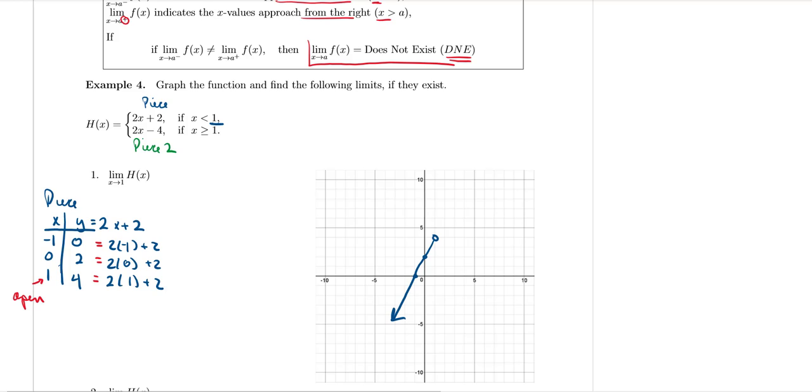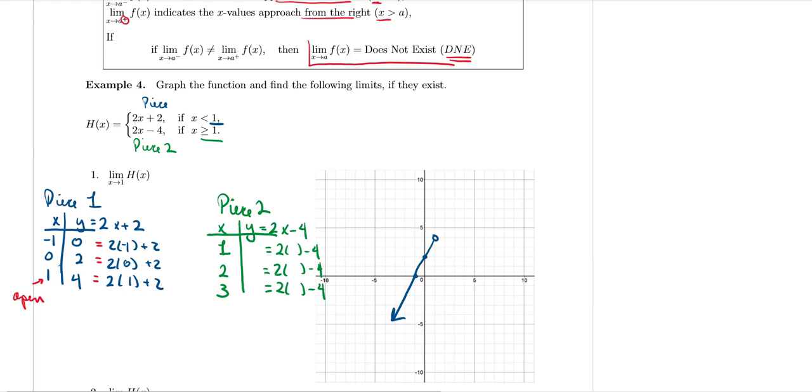Let's go ahead and do piece 2. Here is piece 2. y equals 2x minus 4. And now we're selecting values of x that are greater than or equal to 1. So let's go with 1, 2, and 3. And let's see what y values we get. Okay. So if x is 1, 2 times 1 minus 4 is -2. If x is 2, 2 times 2 is 4, minus 4 is 0. And if we put in 3, 2 times 3 is 6, minus 4 is 2. Okay. So here are the values that we're getting for piece 2.